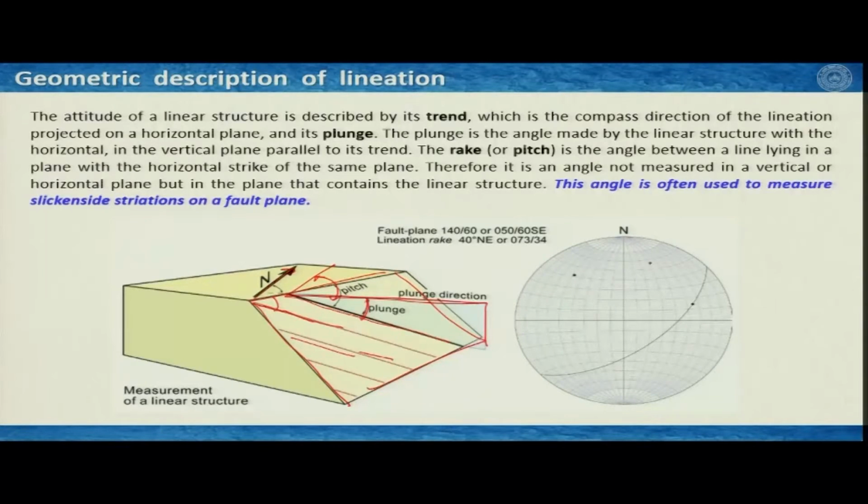And this angle is often measured mostly to figure out the slickenside striations on a fault plane and so on. And for example, in this case, if this is the north, then we can figure out, so this is the linear feature, and this is how we plot it in the StereoNet.